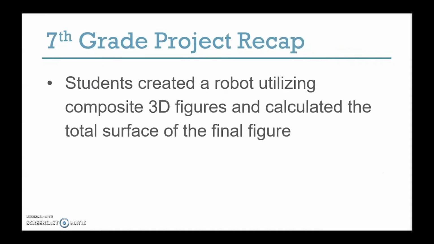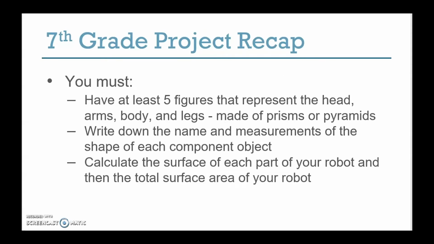So just to recap, 7th grade students, you're going to create a robot and you're going to calculate the total surface area of that robot. Remember that it has to have at least 5 figures. We need a head, arms, body, and legs. You need to use prisms and pyramids to make your robot. Write down the name and measurements of each of the component shapes, and then use that information to calculate the surface area of your robot and each of the pieces. So let's review very quickly using my robot from last week, Tiny Todd. See you back in a bit.